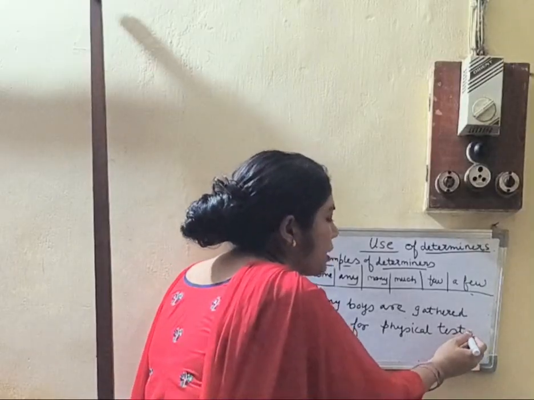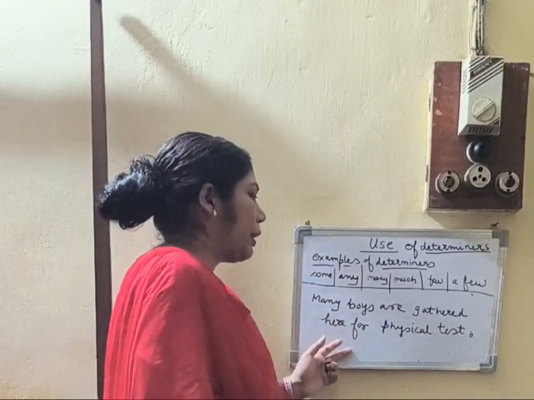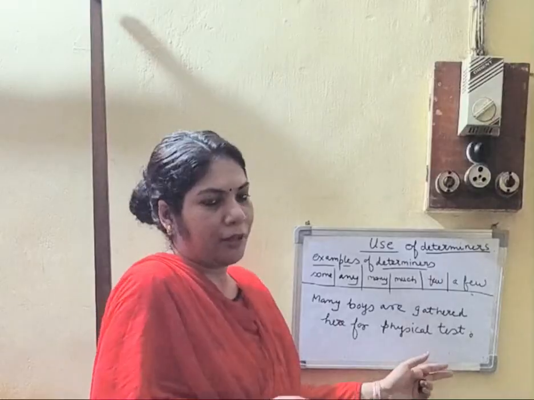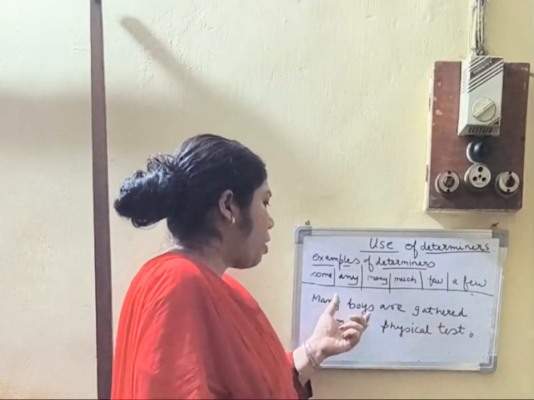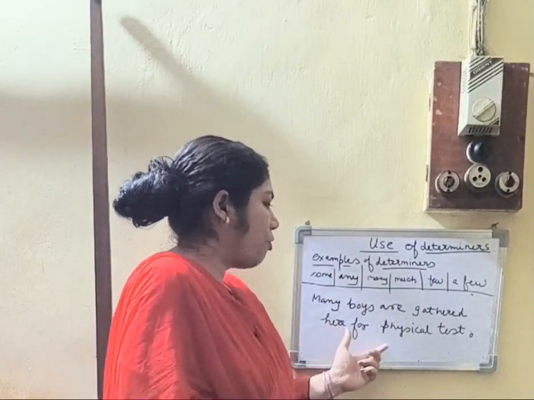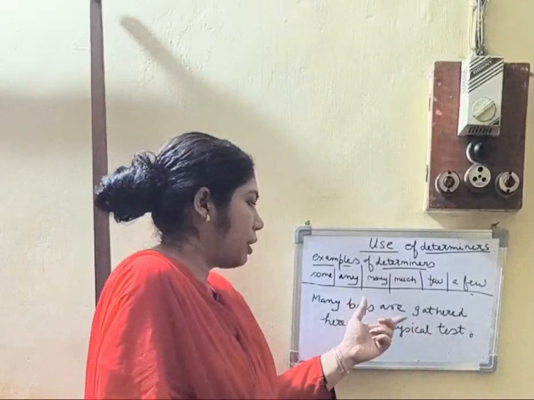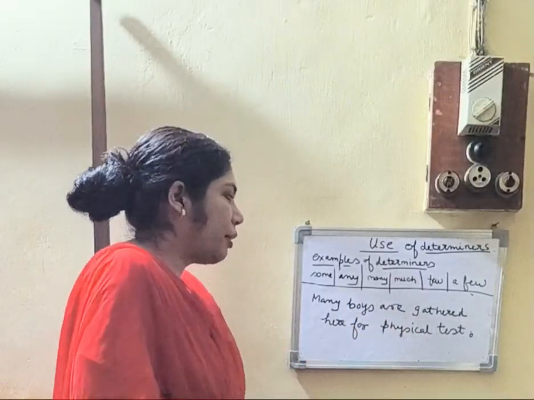मतलब बहुत सारे बॉयज हैं. काउंटेबल है, कितना, हम बॉयज काउंट कर सकते हैं. वी कैन काउंट हाउ मेनी बॉयज आर प्रेजेंट हियर देयर फॉर फिजिकल टेस्ट. सो मेनी बॉयज आर गैदर्ड हियर फॉर फिजिकल टेस्ट. ओके.